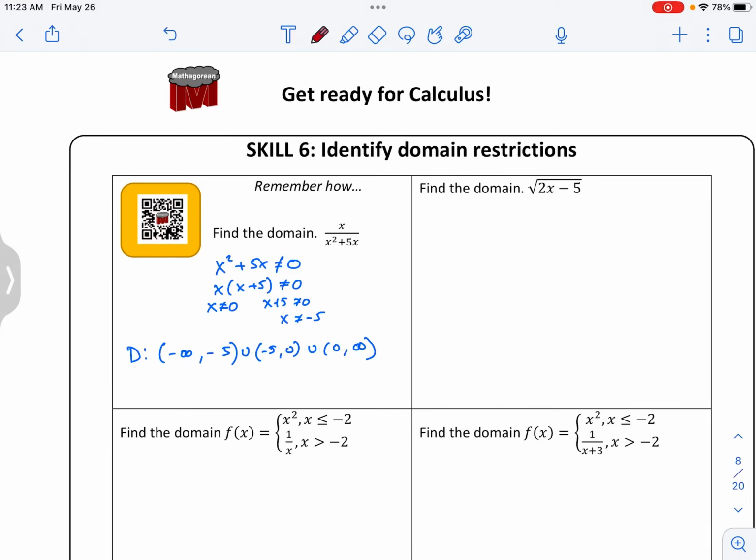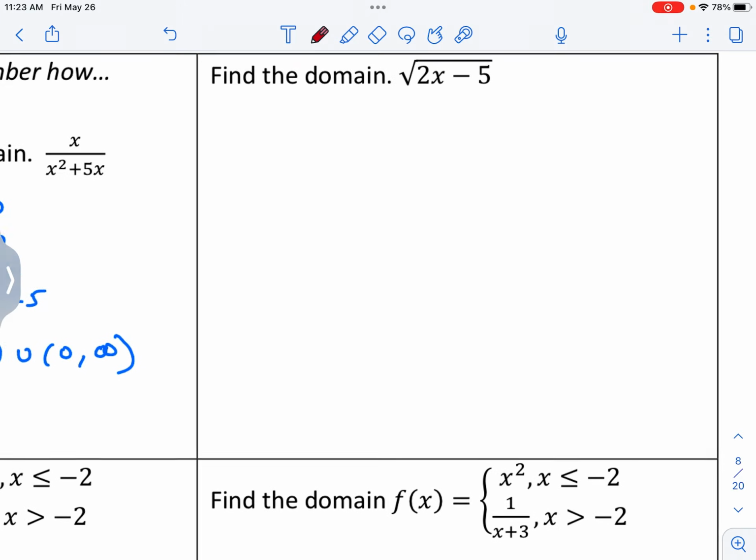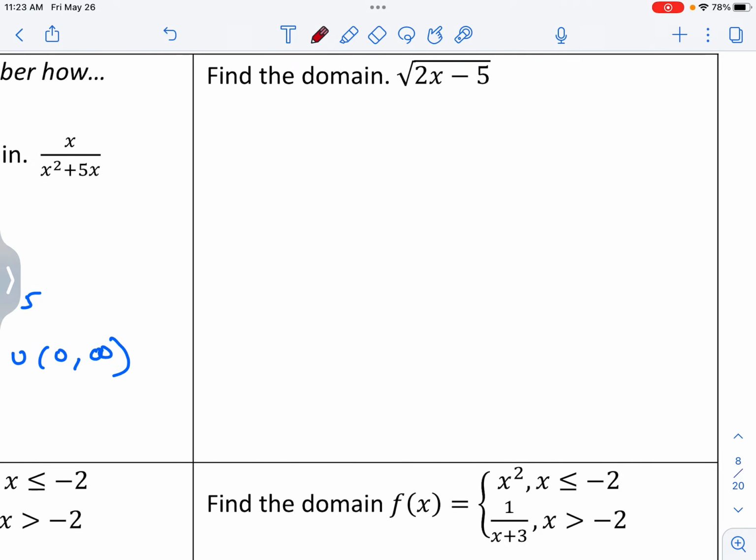Hey, this is Get Ready for Calculus, Skill 6, Identifying Domain Restrictions. We've looked at the Remember How problem. Now let's go through the rest.